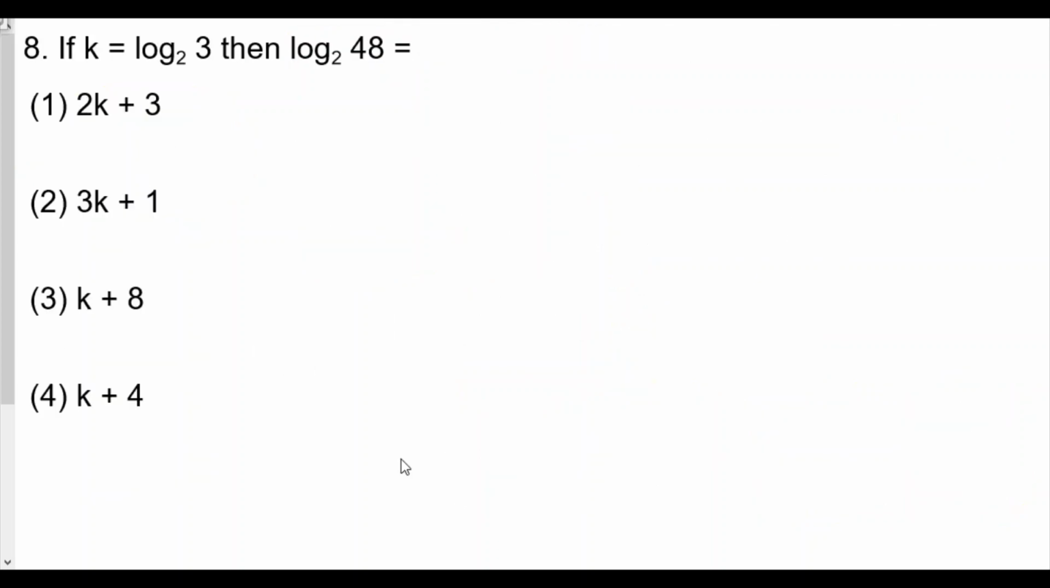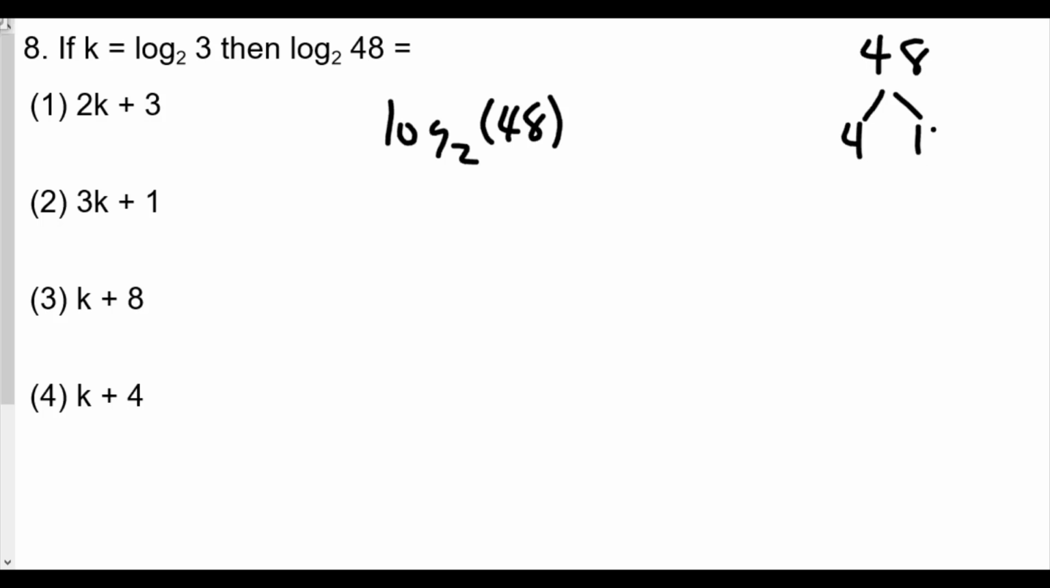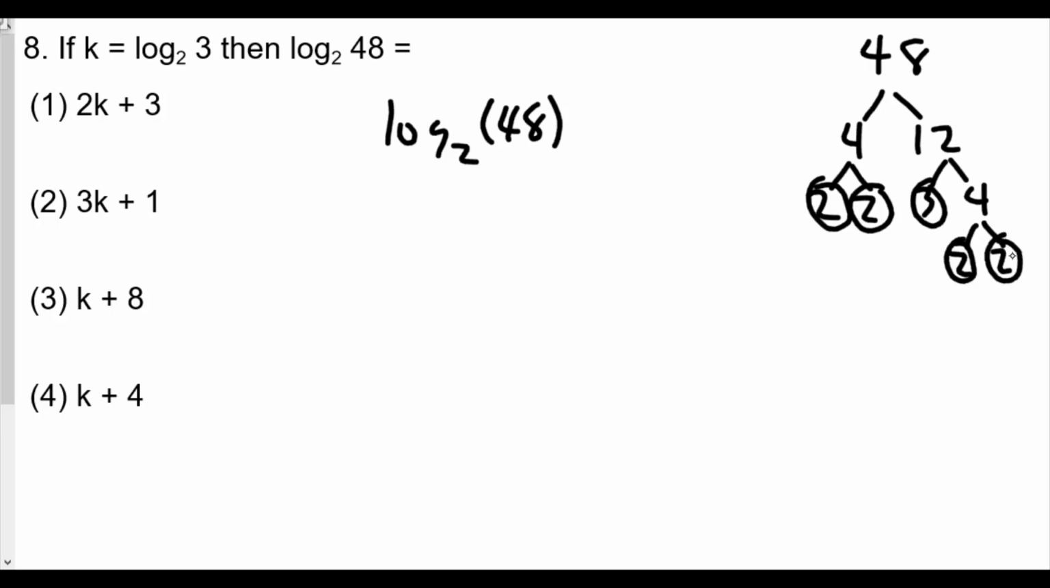For number eight, if k equals log base 2 of 3, then log base 2 of 48 is equal to how much? Well, let's take a look here. Log base 2 of 48. If we do a prime factorization, we'll do two numbers multiplied to 48, maybe 4 and 12. 4 is 2 times 2, and those are prime. 12 is 3 times 4, and 4 is also 2 times 2. So log of 48 really is going to be the log of 2 times 2 times 2 times 2 times 3.